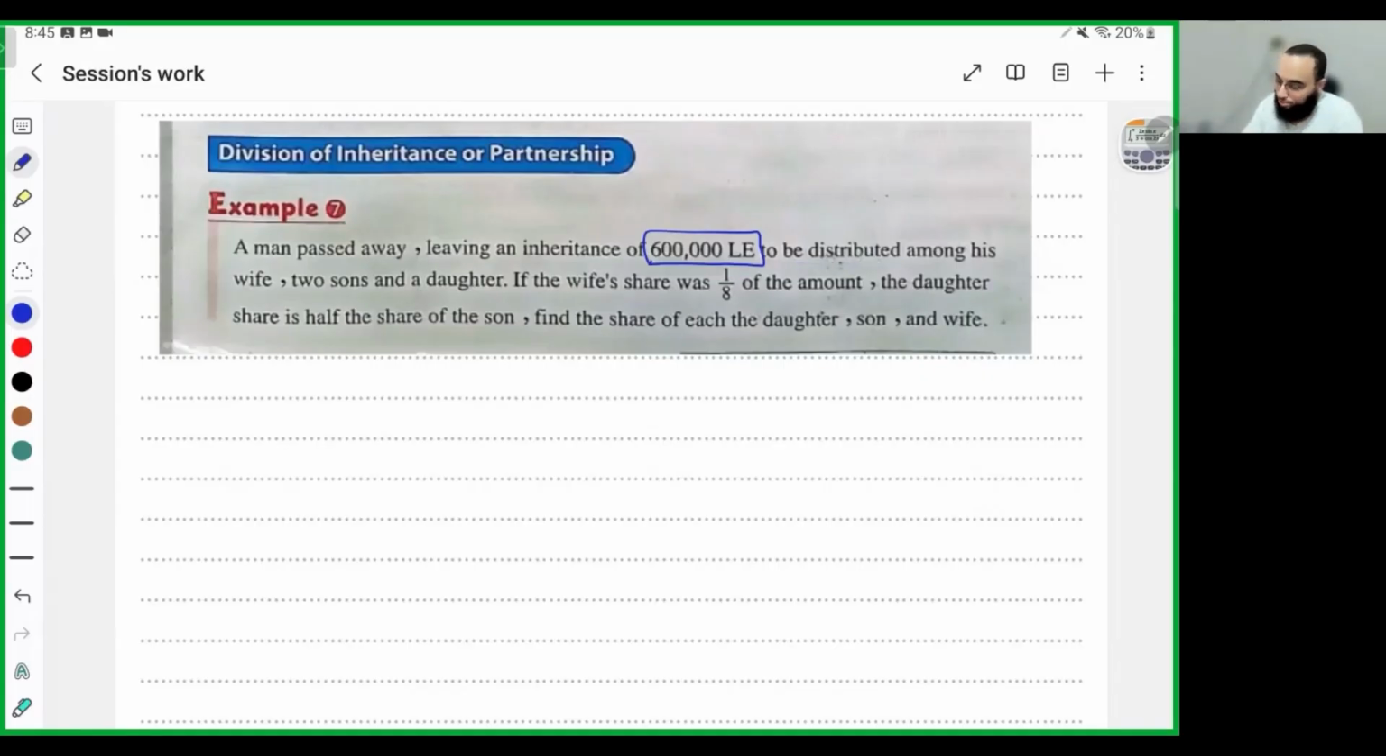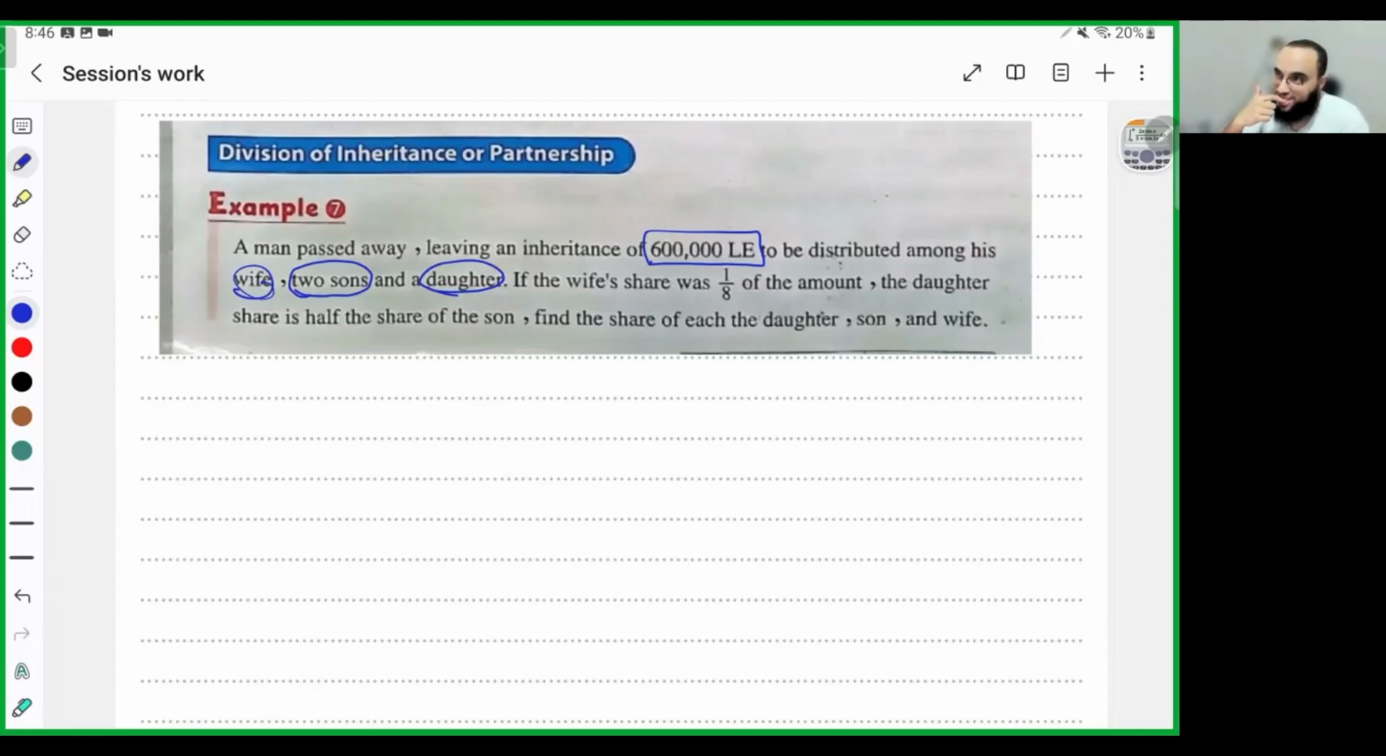To be distributed among his wife, 2 sons, and a daughter. Could you tell me, يا رقية, what is the difference between the share of the son and the share of the daughter? Does the son take from the inheritance the same as the daughter, or is the son greater than the daughter? No. The son takes greater than the daughter, correct? By how much?